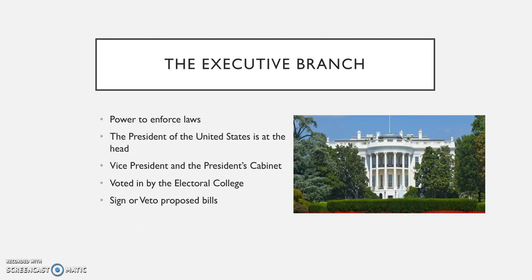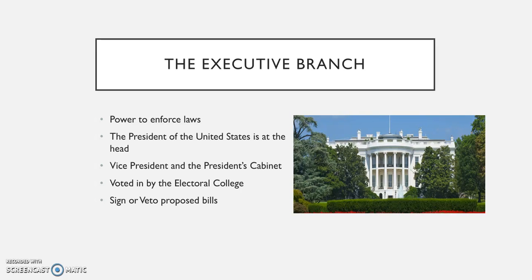Next is the executive branch. In this pretty recognizable image is a picture of the White House, which is where the President and a majority of the executive branch resides. The executive branch has the power to enforce laws. It is made up of the President of the United States, the Vice President, and the President's cabinet.